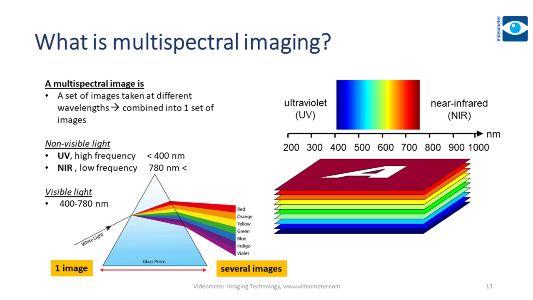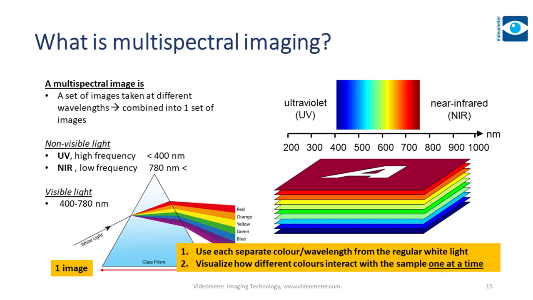Eventually, the information in the single image that is taken with white light will be the same as the information in all of the single color images if you combine them. But this separation of the image into several sub-images enables us to do more specialized analysis on our samples. Because when we split up the white light into separate wavelengths, we visualize how different colors interact with the samples one at a time.